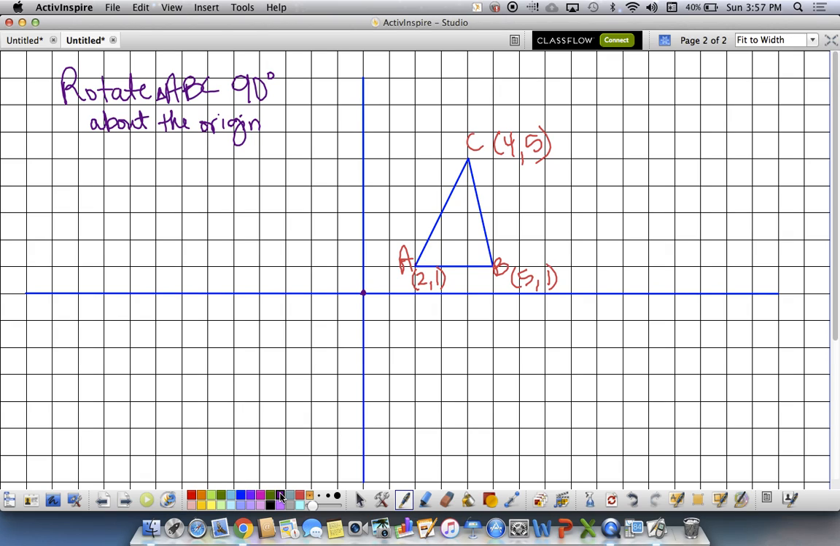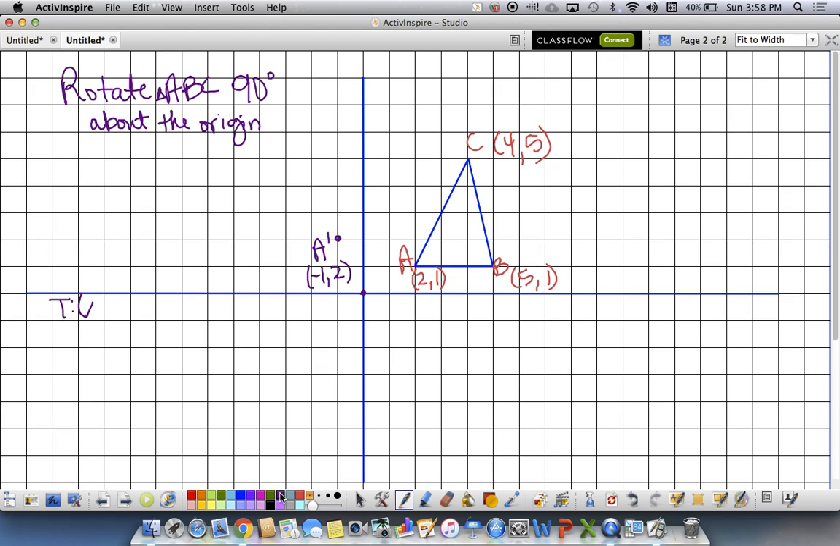So my (2, 1), if you look back at your notes, I'm going 90 degrees about the origin, will become (-1, 2). Correct? (-1, 2). That will be my A prime. Okay? They switch places, and the X value, which was the Y, becomes negative. Okay? Does that make sense? Stop and think about it. I'm going to rewrite it.